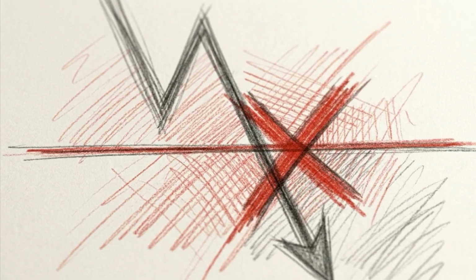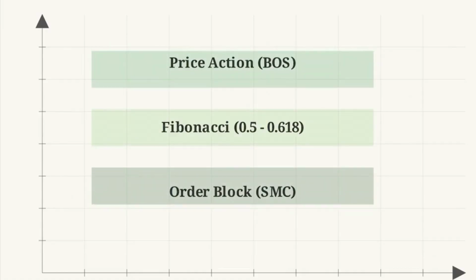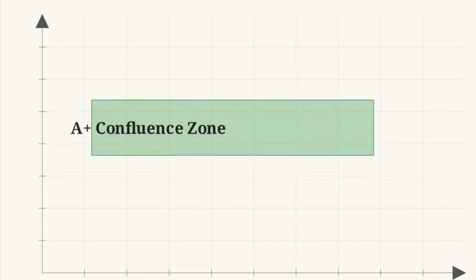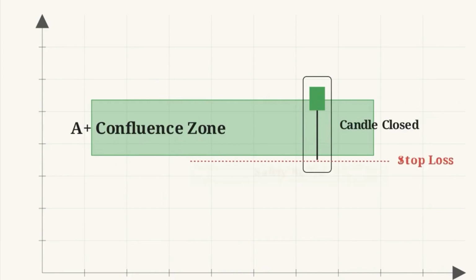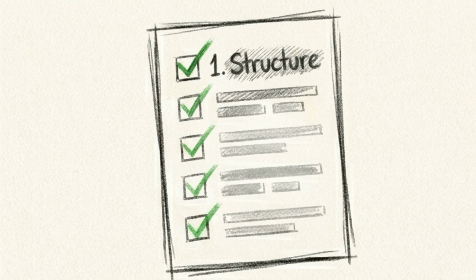Finding an A+ setup means nothing if a tight stop loss forces you out early. You have to account for market volatility. Executing this strategy effectively comes down to extreme patience. You have to wait for the structures to perfectly align, wait for the confirmation candle to physically close, and consistently apply your buffer space. Here is the complete rule set.